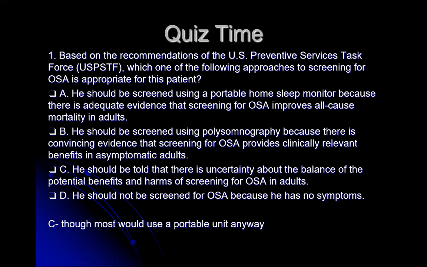But in general, as soon as someone brings this up, as soon as I get some indication or some history of those conditions, I'm going to want to screen them.